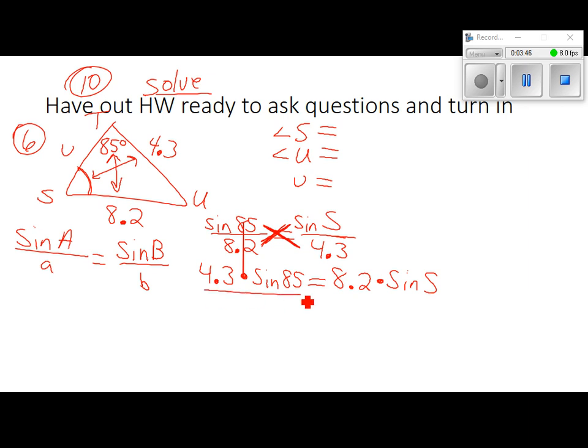Sine of S, or 8.2. So we're going to divide this side by 8.2, divide that side by 8.2. These over here are just going to cancel out. We're left with sine of S equals, and then you can type this into your calculator. Again, type in the top just the way it is right there. So 4.3 times sine of 85, hit equals, and then hit that answer divided by 8.2.